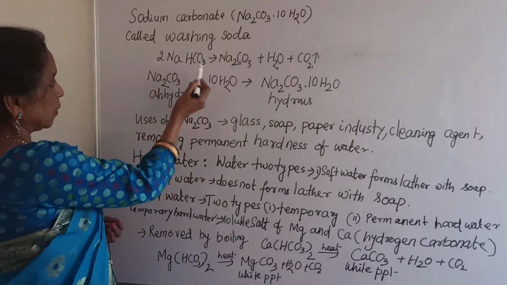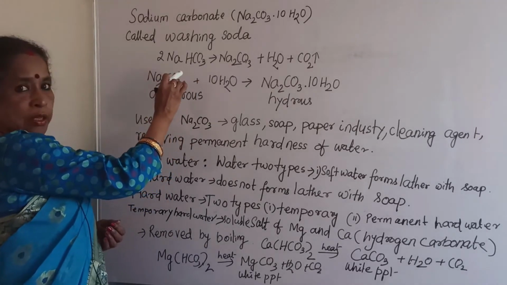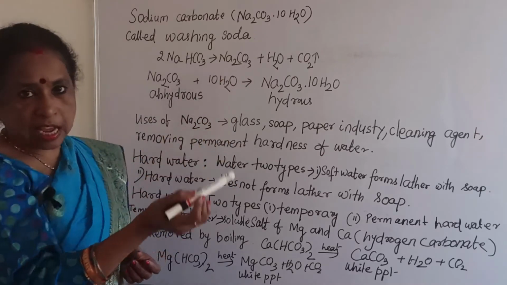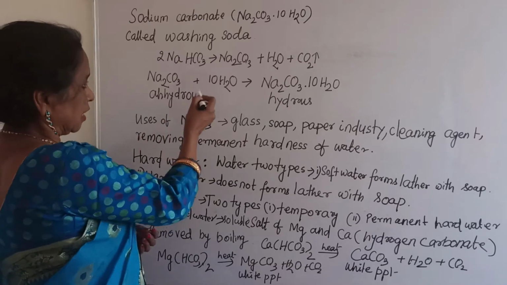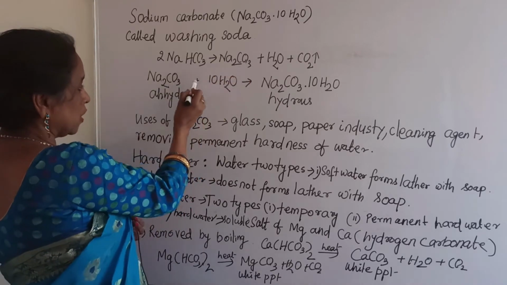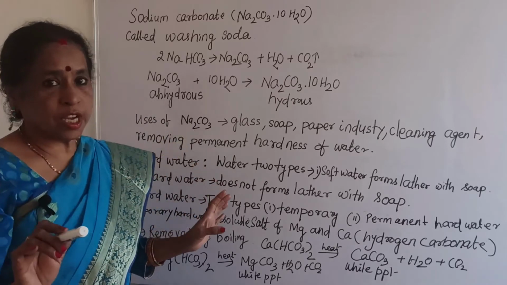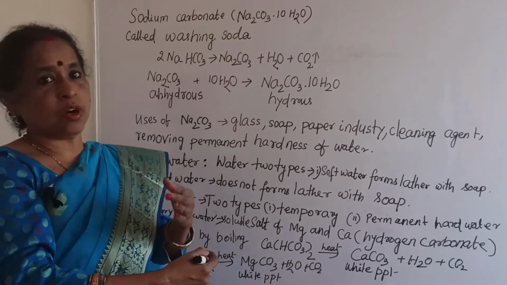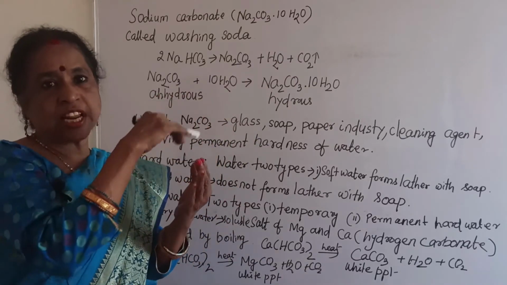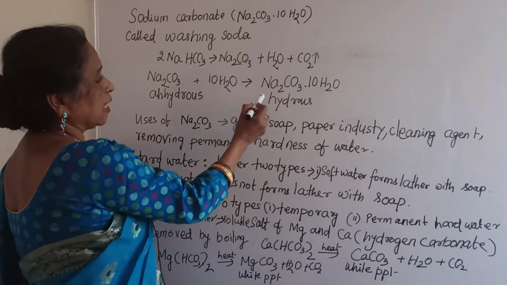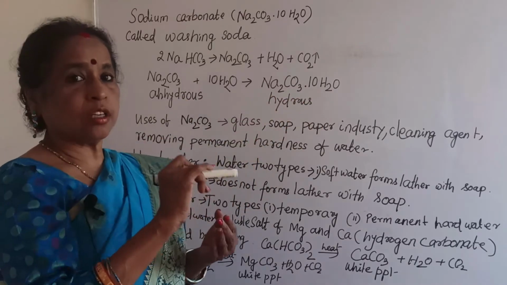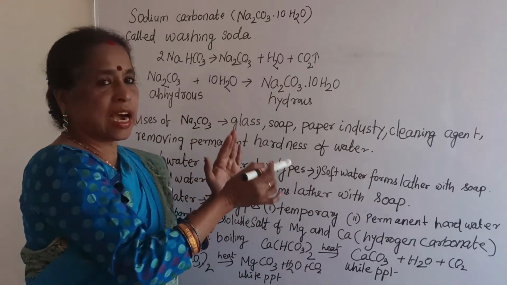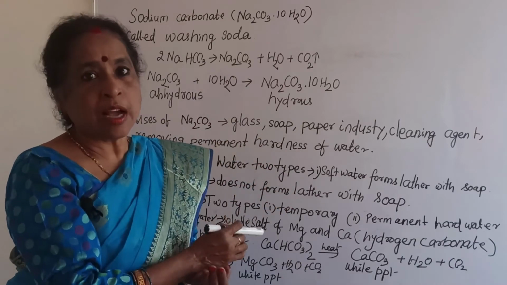Then how is it prepared? See here, sodium hydrogen carbonate on heating gives sodium carbonate, carbon dioxide and water. And here you can observe this sodium carbonate, if there are no water molecules, then it is called anhydrous. If anhydrous salt is treated with water, it will absorb 10 molecules of water of crystallization, and then the formula Na2CO3·10H2O is called a hydrous salt. So generally anhydrous and hydrous salts are different in some properties.